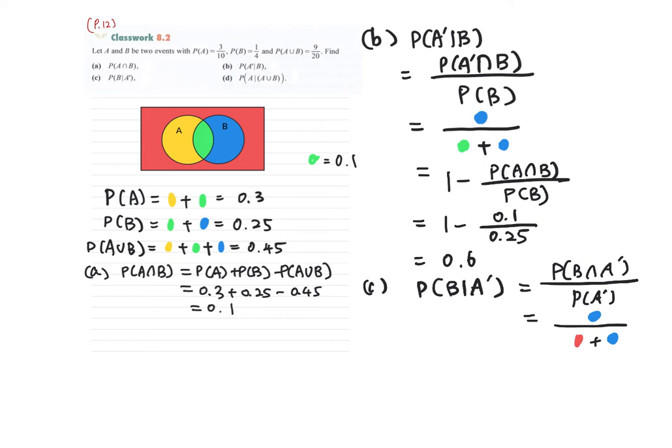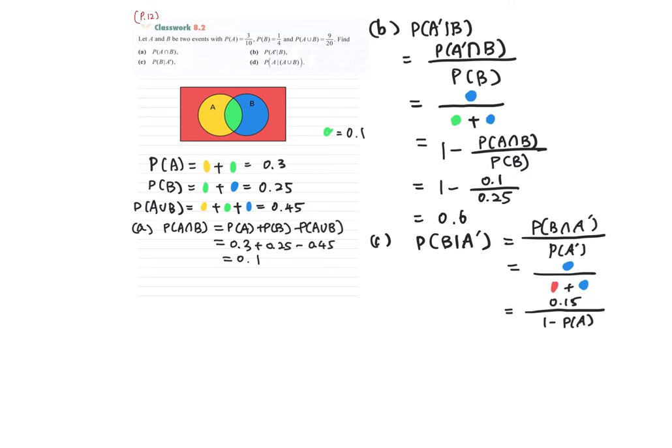Instead, it's something like this. This is 1 minus the probability of A. So you can find it is 1 minus 0.3. And then the numerator is the blue part. The blue part, you've already found, is 0.15. So in this case, it's 0.15 over 1 minus 0.3, that is 0.7. So this is the probability. In this case, maybe we use a fraction to write it.